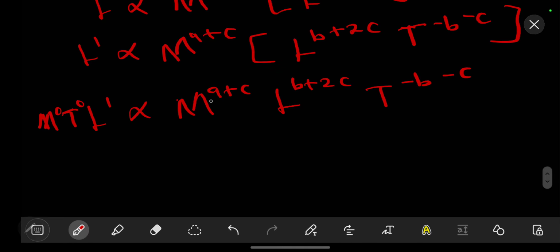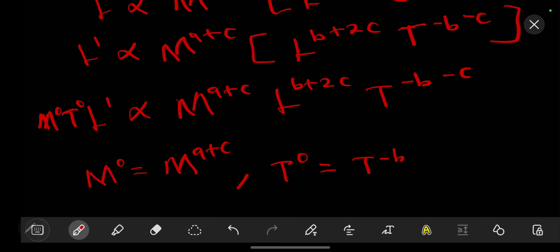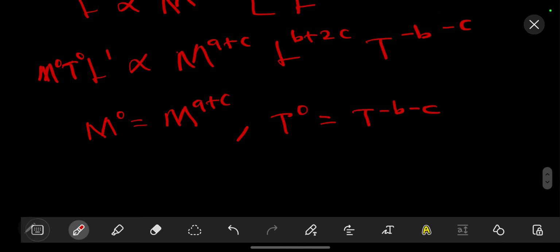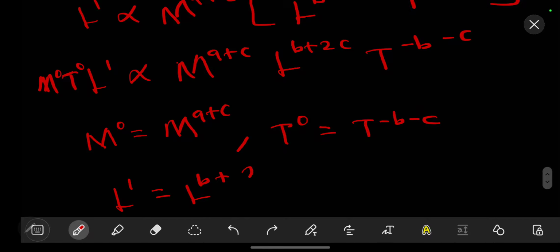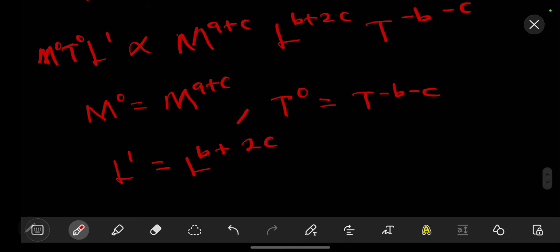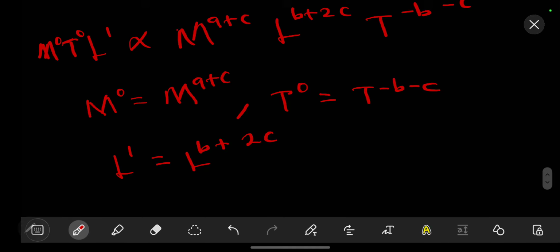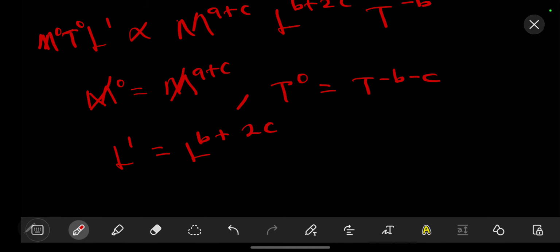So we can equate to say our m to the power of 0 should be equal to our m to the power of a plus c. Then we also equate our t to the power of 0 should be equal to t to the power of negative b minus c. We also know that our L to the power of 1 should be equal to our L to the power of b plus our 2c like that. So already that means that we are going to have three equations. So we have this one cancels with that.